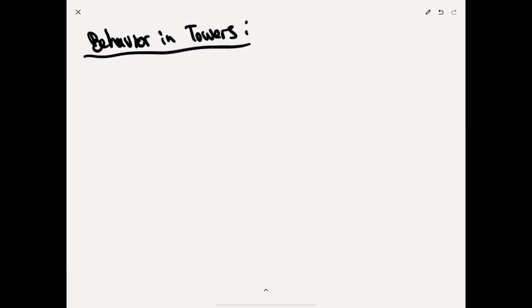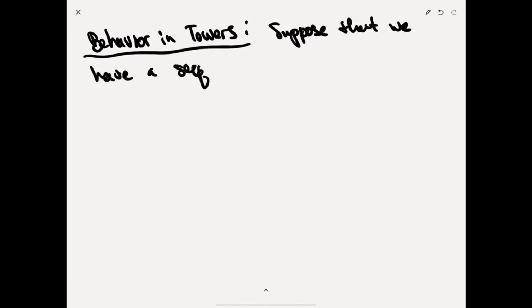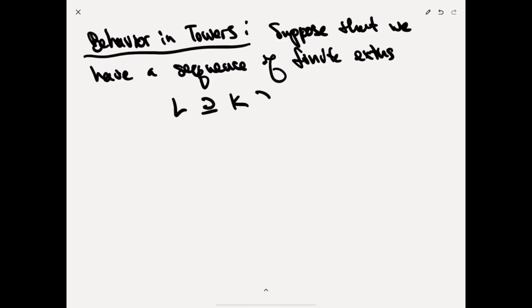Okay. So now what do I want to say? I just want to say one more thing about the behavior of degrees in towers. So suppose that we have a sequence of finite extensions. So we have L contained in K, contained in F. Suppose they're not equal. Actually, this doesn't even need to be true. They could be equal.